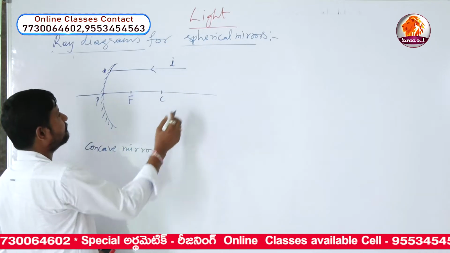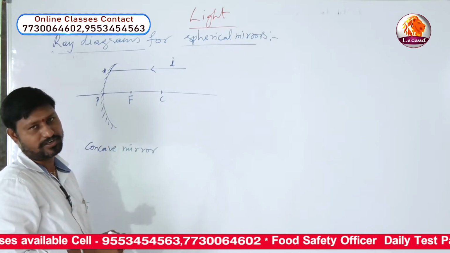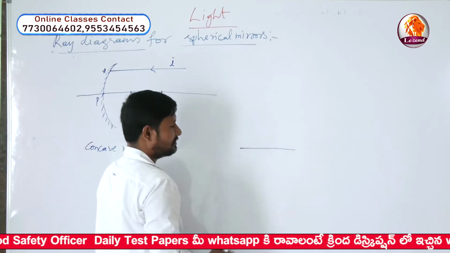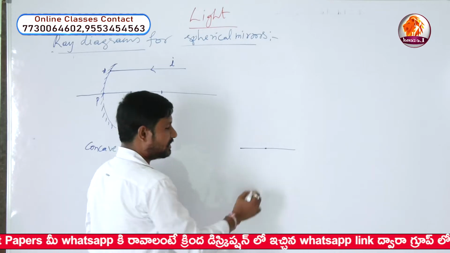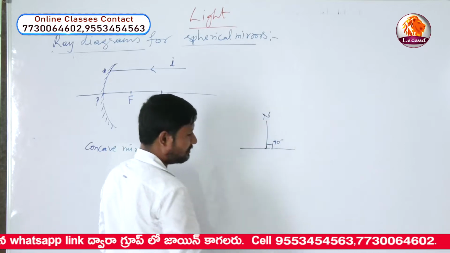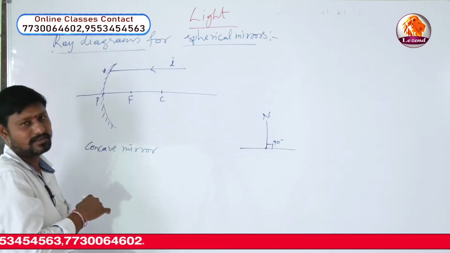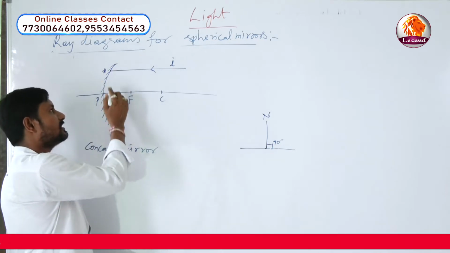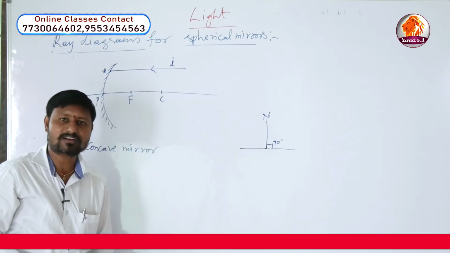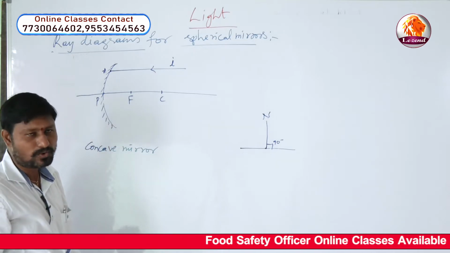Number one, first of all, we should draw the normal at this point. How to draw the normal? For example, if it is a plane surface, at a given point we can draw the perpendicular directly. This makes 90 degrees. This is what we call the normal. But if it is not a plane surface, how do we draw the normal for this curved surface at the point of incidence? Only then can we draw the reflected ray for the given mirror. So for that we have two methods.